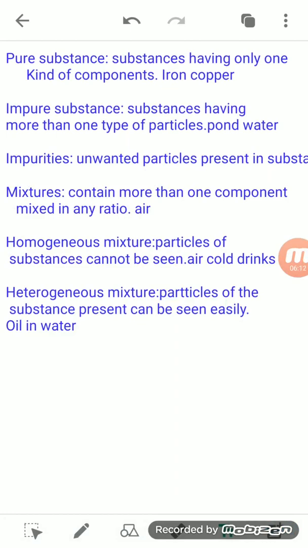So these are some of the definitions, some of the terms that we should know before we go further to the separation. Pure substances, impure substances, impurities, that is the unwanted particles present in a substance. Mixture, which consists of more than one kind of component in any ratio. Homogeneous, in which the particles cannot be seen and we are not able to distinguish between them. Heterogeneous mixture, consisting of particles which can be seen easily, or where we are able to distinguish that two particles are present in the mixture.